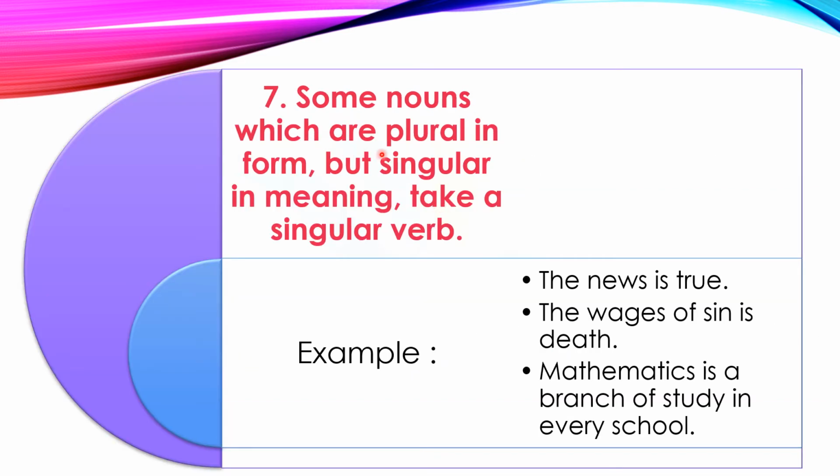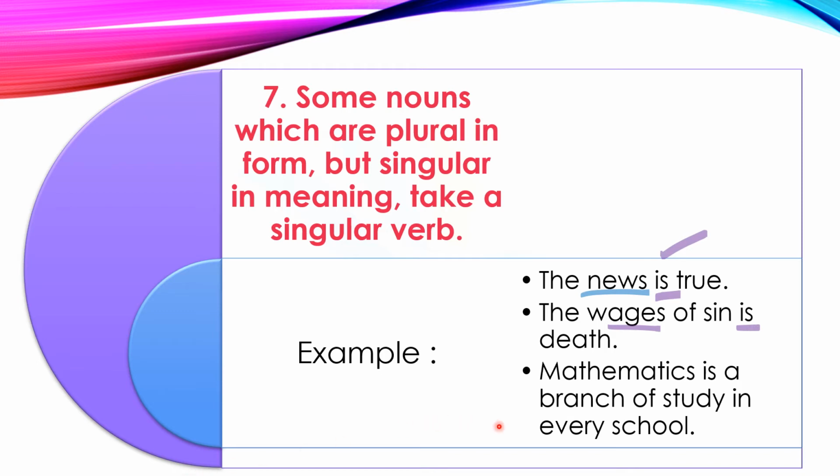Some nouns which are plural in form but singular in meaning take a singular verb. Examples: the news is true. As you can see, the news sounds plural; it is plural in form, but singular in meaning, so we used the singular verb form is. Similarly, the wages of sin is death. Here wages is plural, but it shows a singular meaning, that's why I used is.